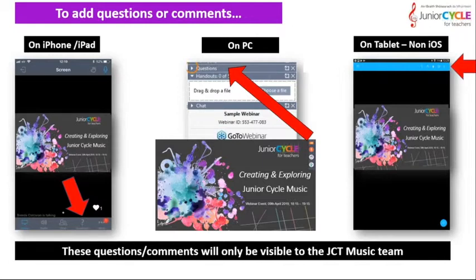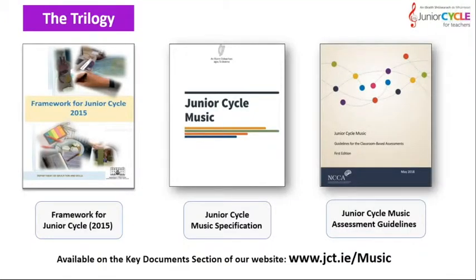Following this evening, this webinar will be posted on the elective workshops section of our website. As with all our work in the JCT music team, it is informed by what we call our trilogy. These are the documents that guide and inform all of the work of the JCT team, and they are the Framework for Junior Cycle, our Music Specification, and our Assessment Guidelines.